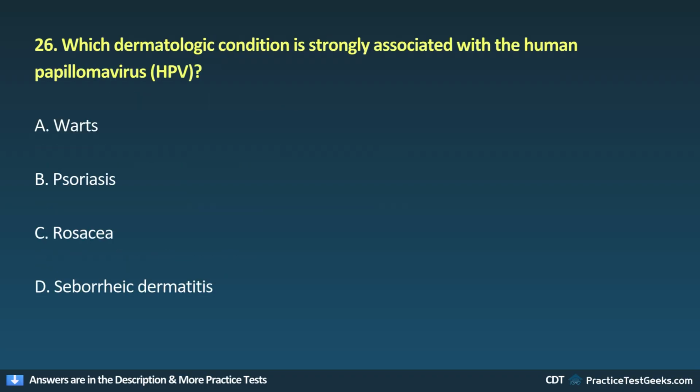26. Which dermatologic condition is strongly associated with the human papillomavirus, HPV? A. Warts. B. Psoriasis. C. Rosacea. D. Seborrheic dermatitis.